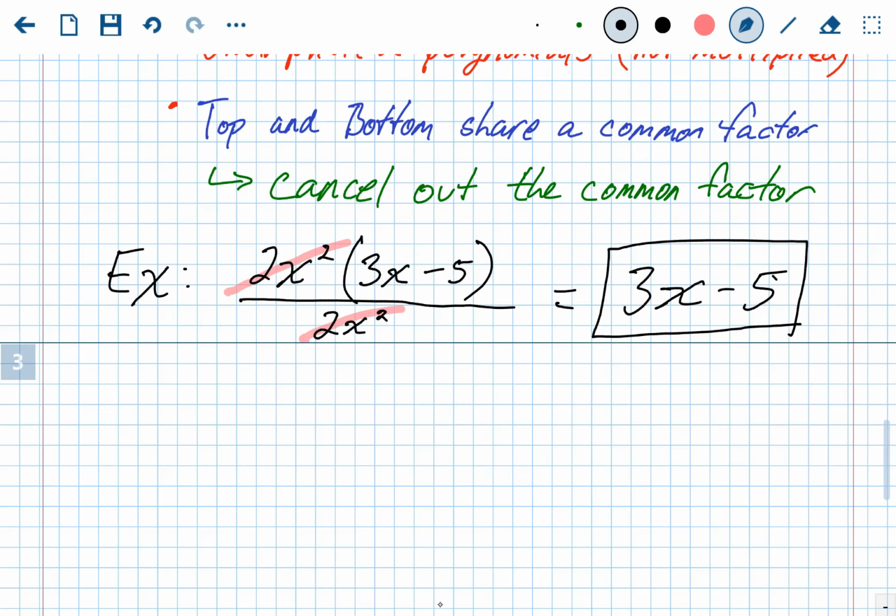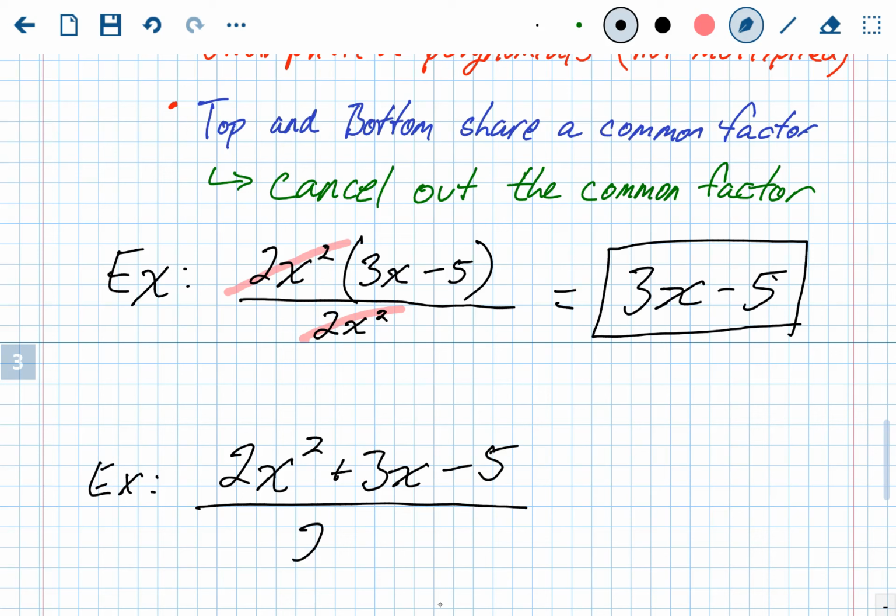So that is not the same example as this. If it was 2x squared plus 3x minus 5 over 2x squared, these are not the same problem. Okay. So those are two very different problems.